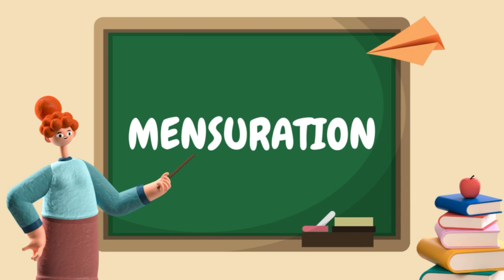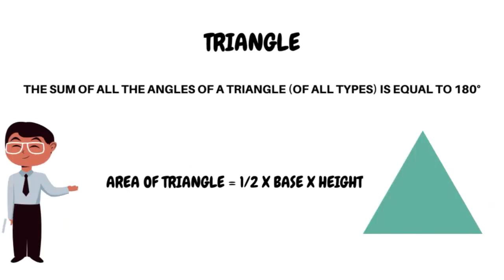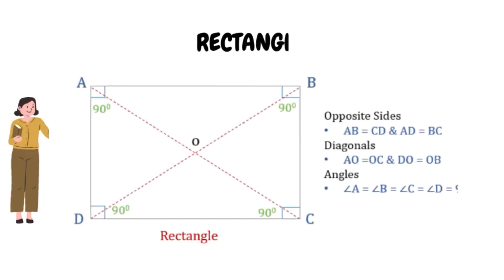In 2D figures, we will discuss triangle first. A triangle is a 2D figure with three sides. One of the important properties of a triangle is that the sum of all the angles of a triangle is equal to 180 degrees. In order to calculate the area of a triangle, we need to know the measurement of its base and height. If we know the base and height of a triangle, then the area of the triangle is half base into height. Now moving on to the next figure.